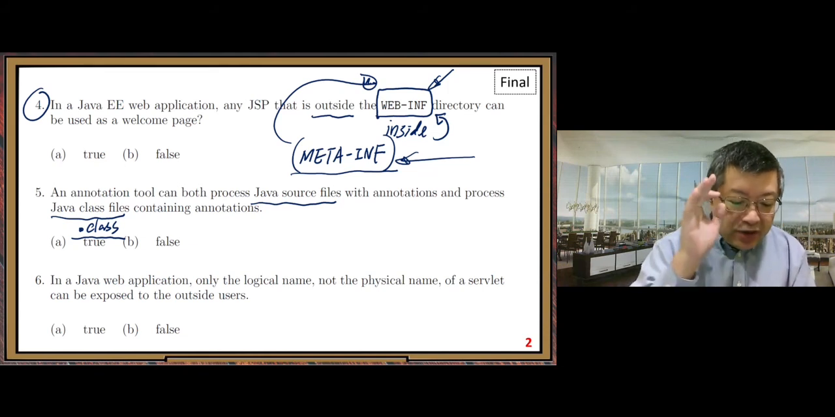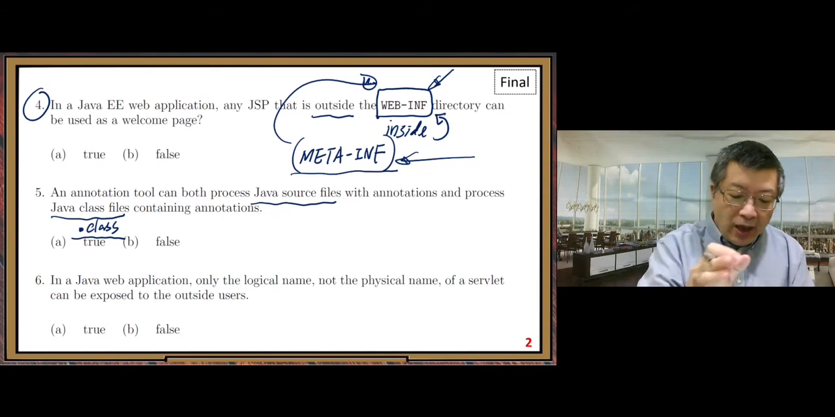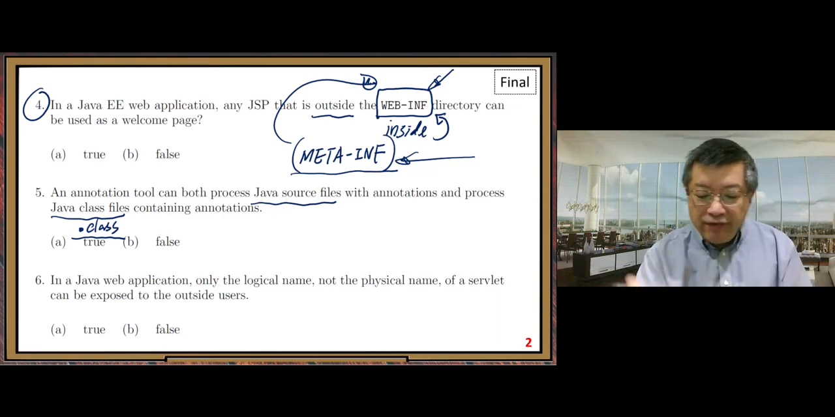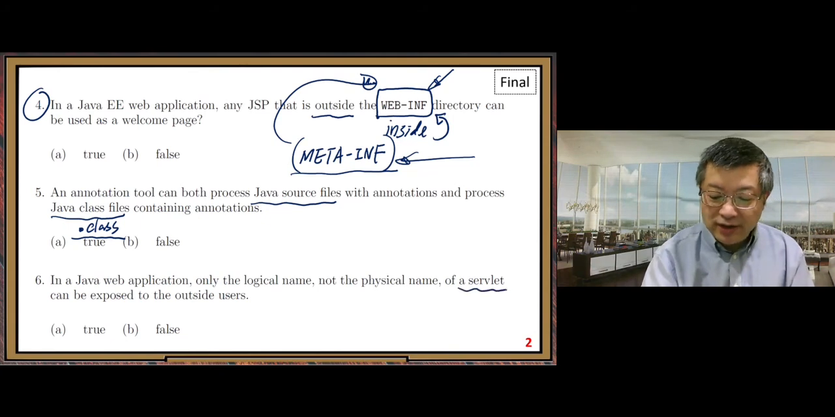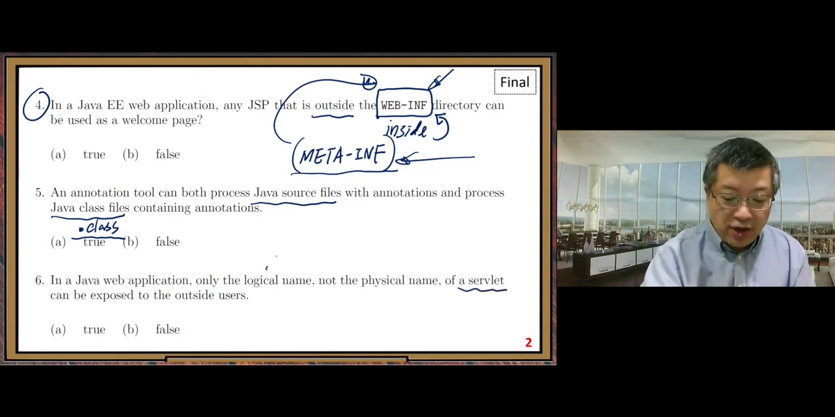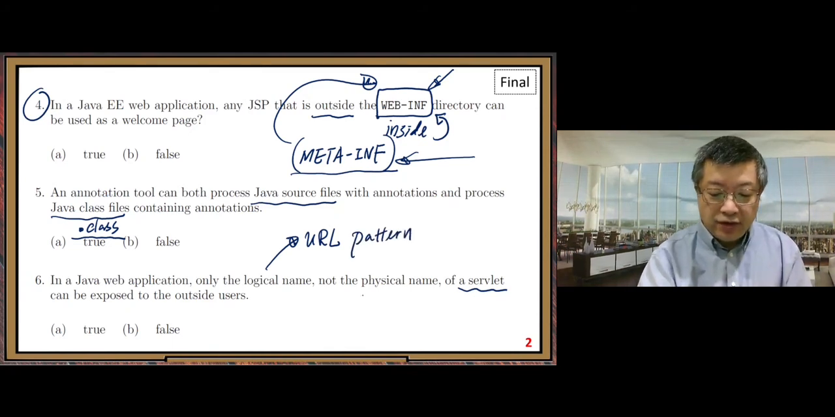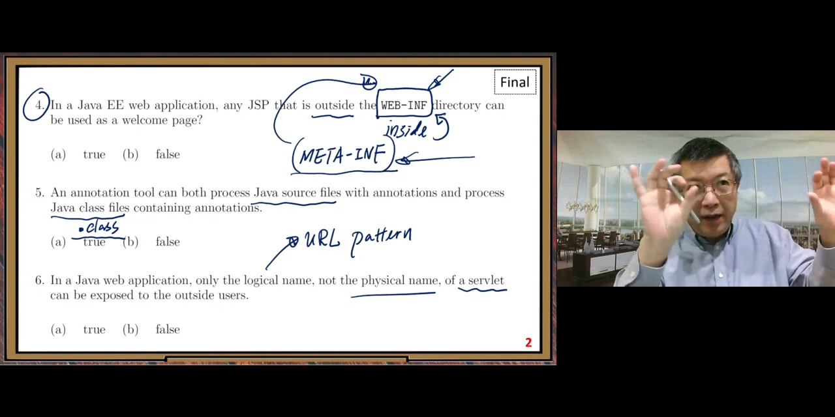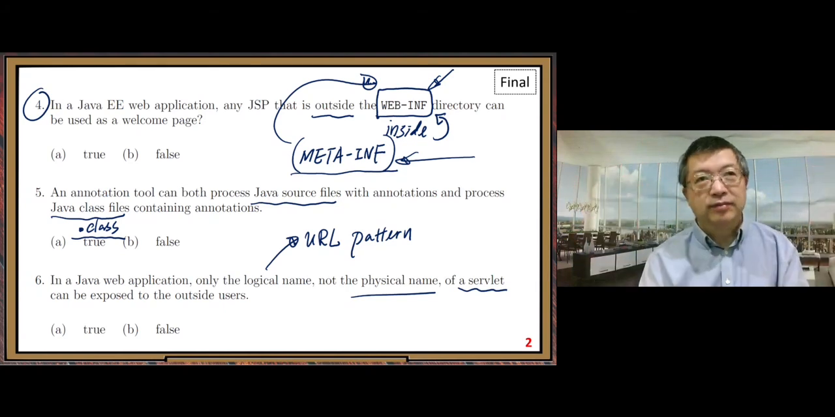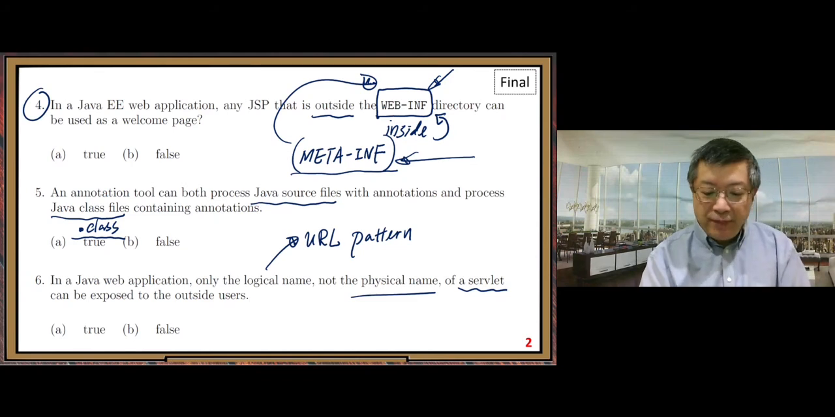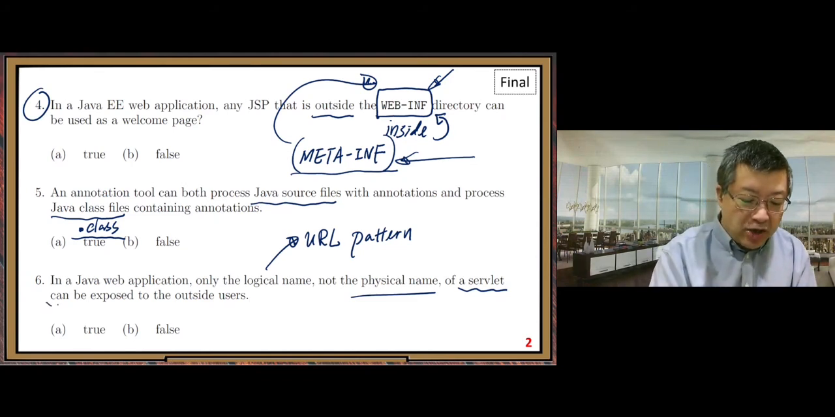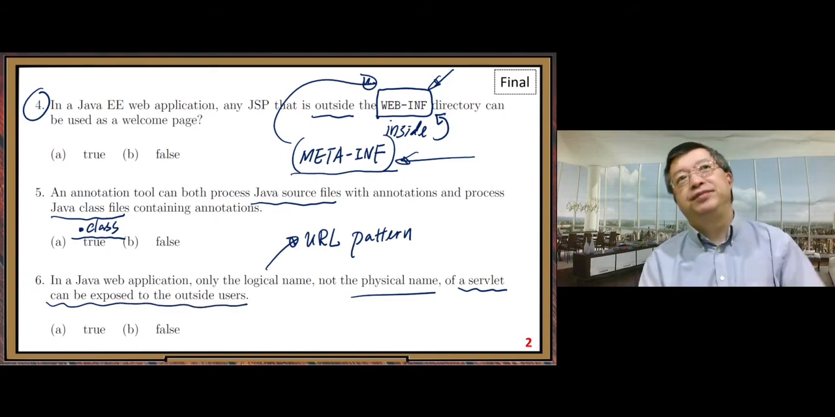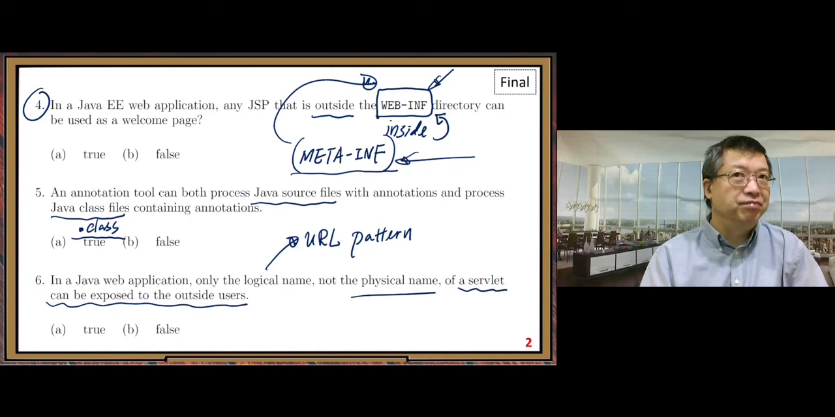Number 6: in a Java web application, only the logical name, not the physical name of a servlet. Here we're talking about servlet. What is the logical name of a servlet? The URL pattern, right? Each servlet, we need to give a URL pattern. The physical name is the compiled class name, with the full package path. That's the physical name. So only the logical name, not the physical name, can be exposed to the outside users. Think about that. True or false?